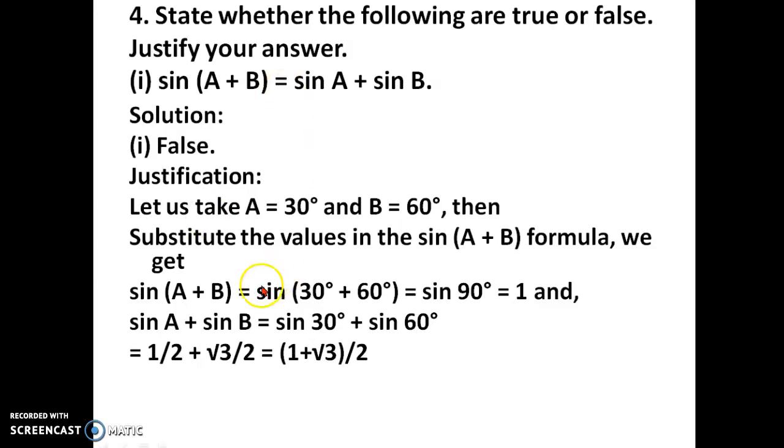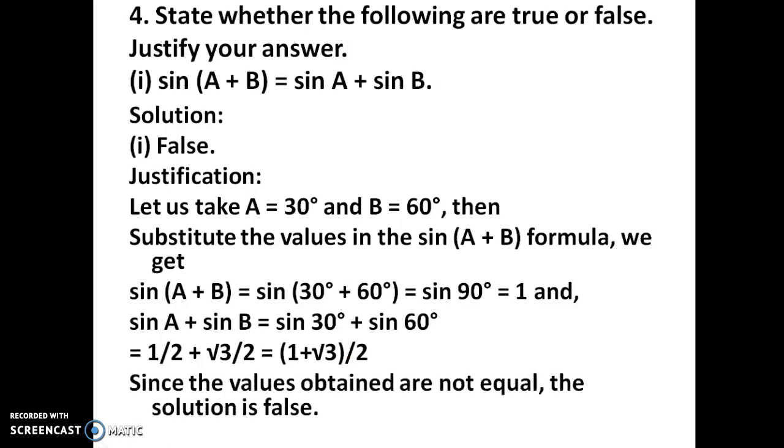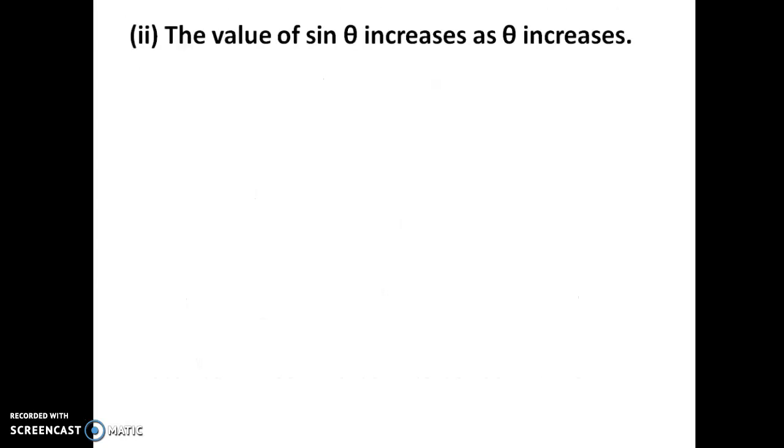Both are having 2 in the denominator, so LCM will be 2. In the numerator you can add 1 plus root 3. You can't reduce anymore, so this is your final answer. But sin 90 is 1, and on the RHS side, what you have is sin A plus sin B. That is not equal, so this is not possible. So it is false.